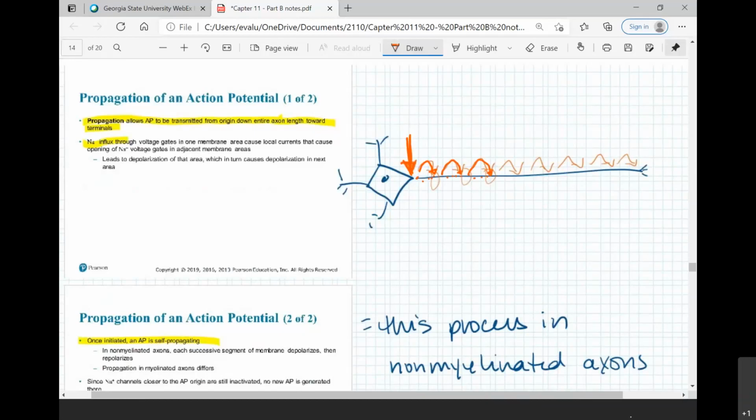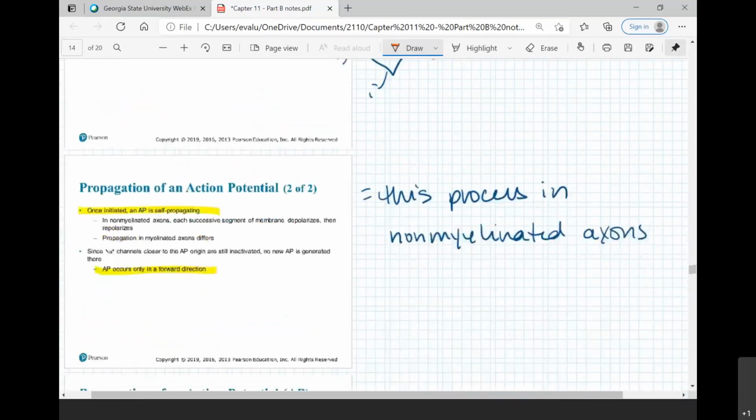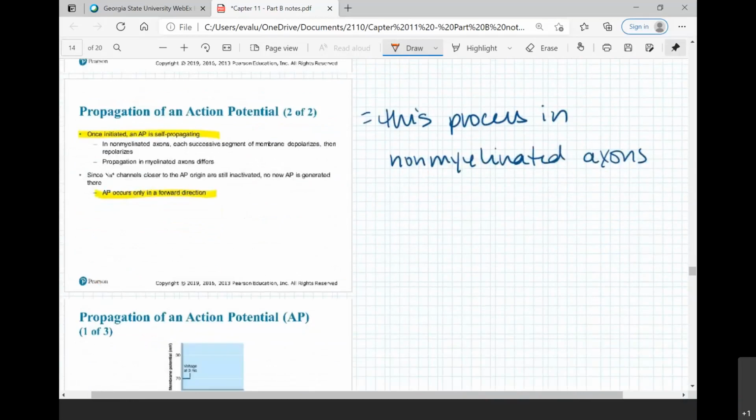And essentially you move and update and cause an action potential to occur all the way down the length of a neuron. You're going to have this propagation phenomenon. So basically that is what is going on. Once you trigger that action potential at the axon hillock, it will self-propagate and keep going.